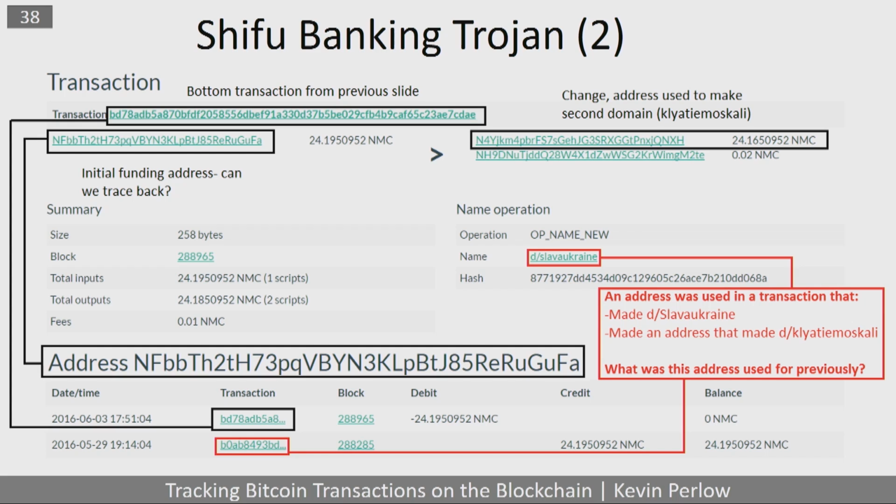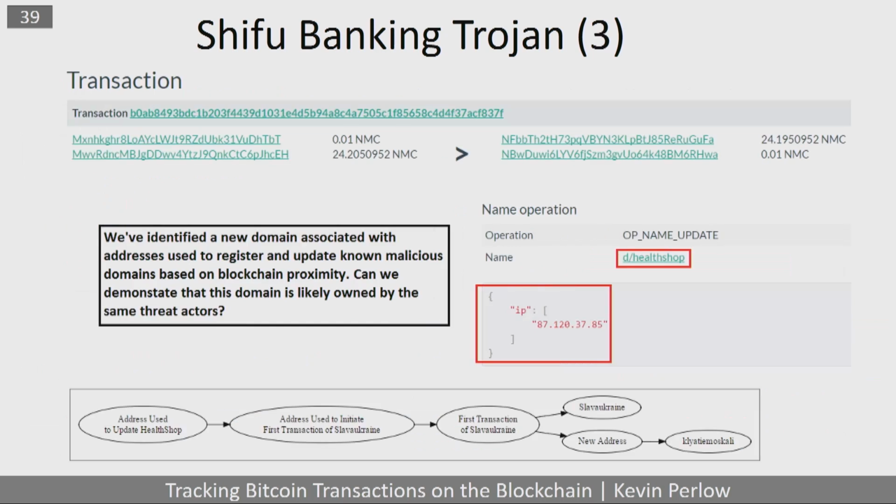Now, the next thing here is that we want to go backwards a little bit more. So this Namecoin address was generated somewhere. When we go to the first transaction involving it, we'll see that it actually was part of change from another Namecoin operation from another domain called healthshop.bit. And this had a different IP address.